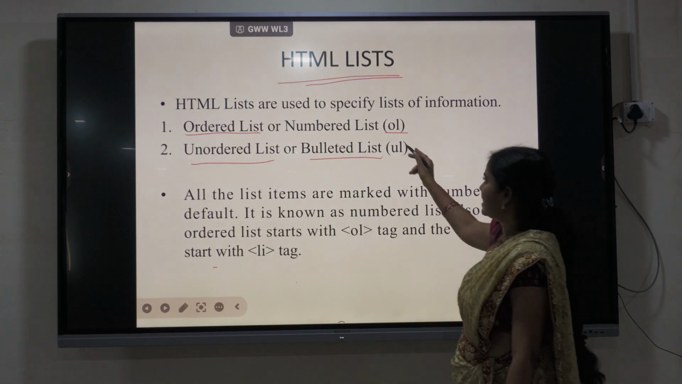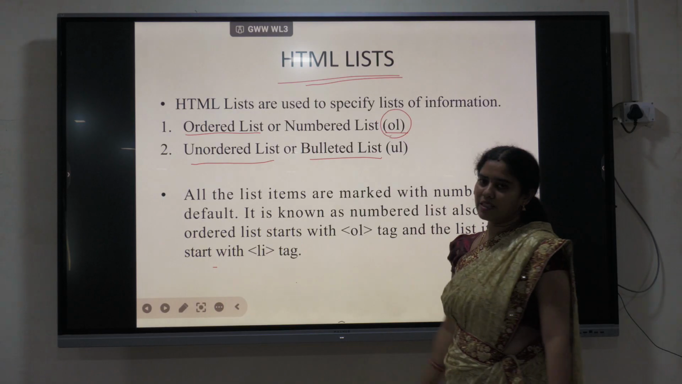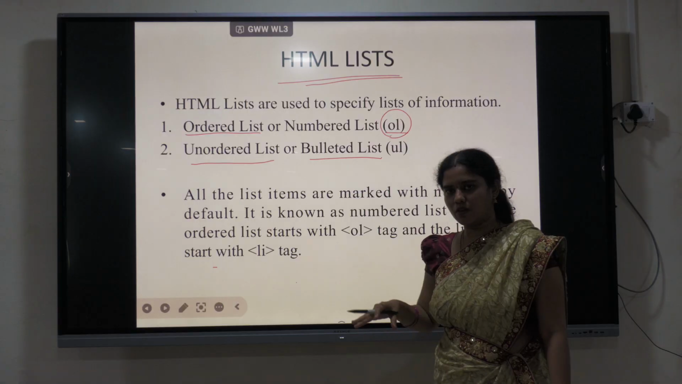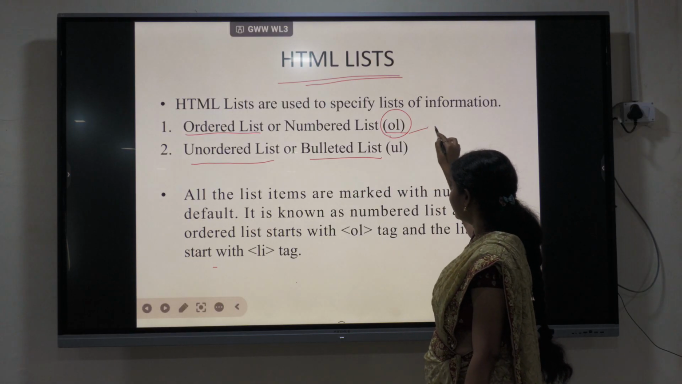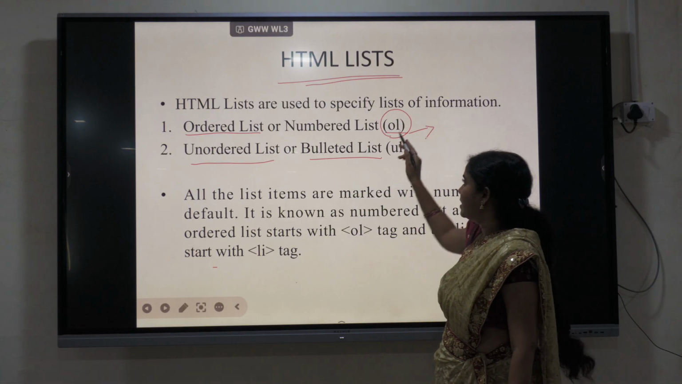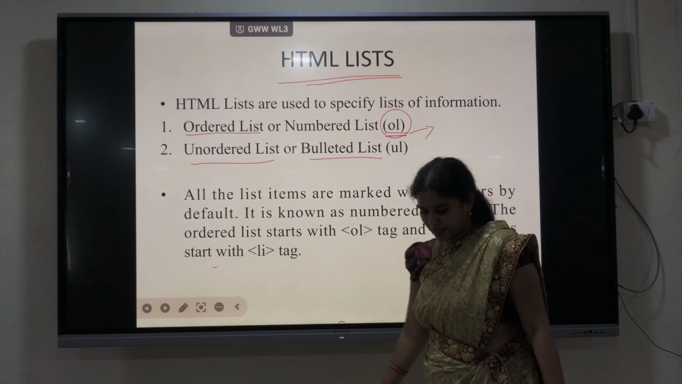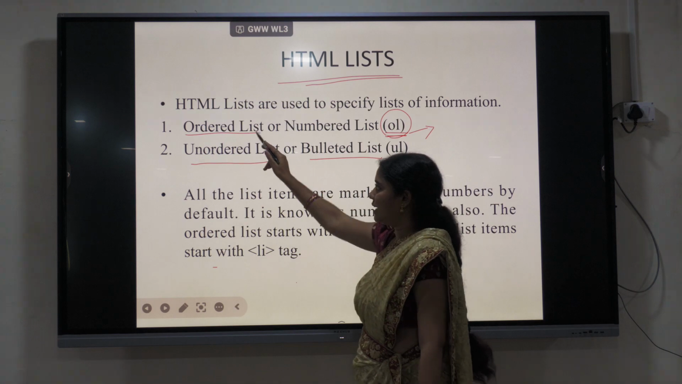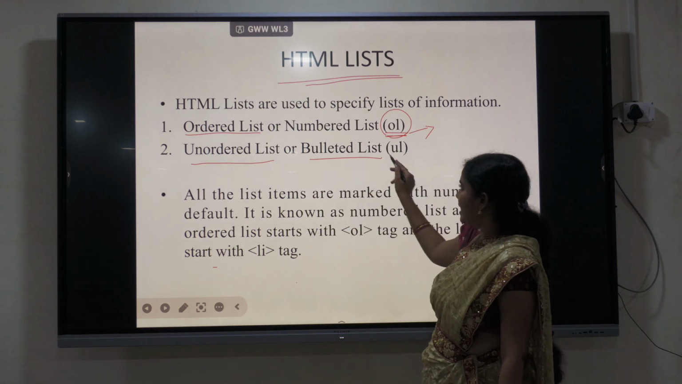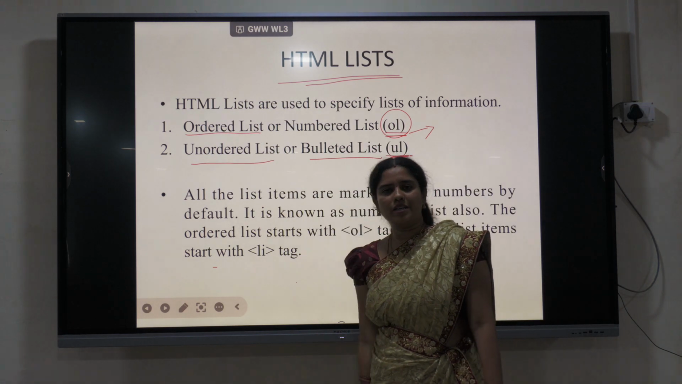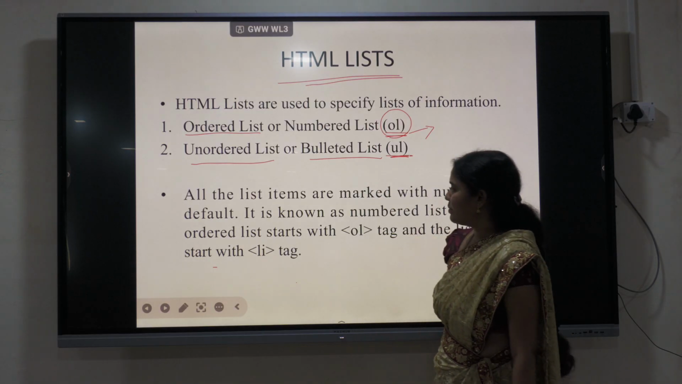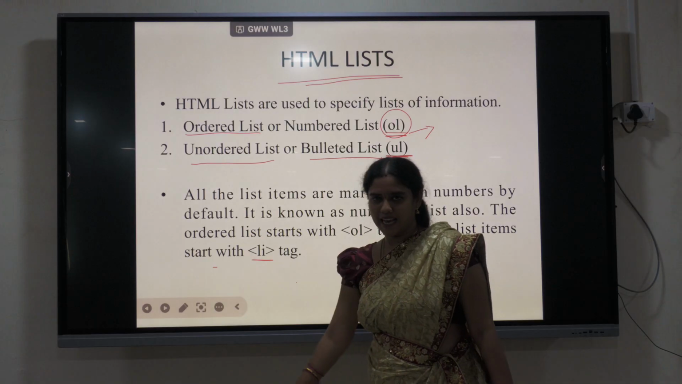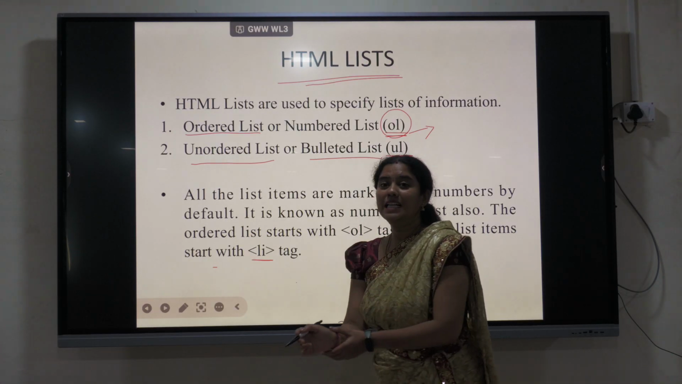And this ordered list we usually represent with the OL. This we have discussed in the previous class also, but now I just wanted to remind you again. So we are going to display it with the tag called OL, which stands for ordered list, and UL, which stands for unordered list. And basically we use the other tag called LI, which is nothing but the list.